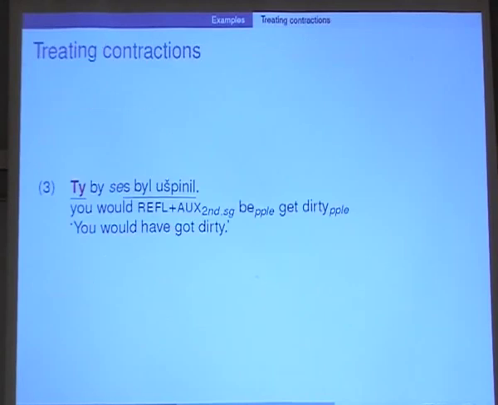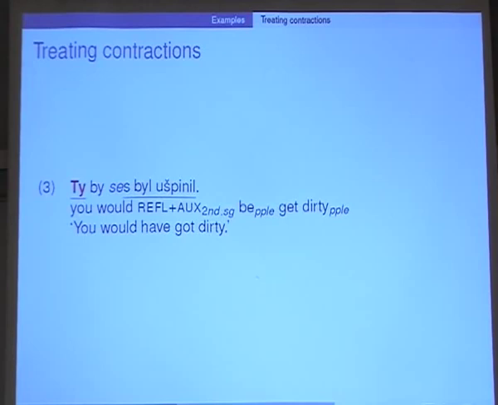Another problem is constituted by treating contractions. This is a very complex, complicated sentence. Ty by ses byl ušpinil, where ty, byl, ušpinil are words which are underlined. I'd like to express agreement in this way. This S, the last letter of the word, is also involved in the agreement structure, because it expresses a singular second person.